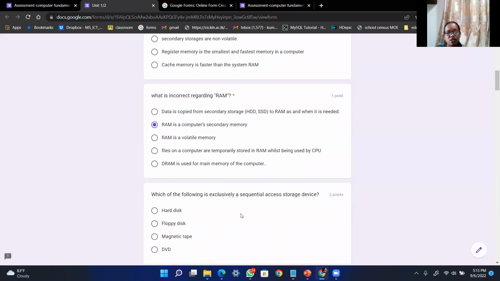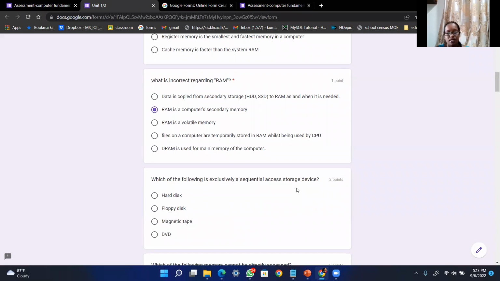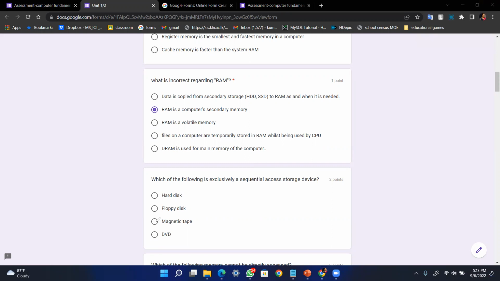Which of the following is exclusively a sequential access storage device? Sequential access means the data is accessed according to an order. That means it starts from the first cell onwards and goes on. Hard disk, floppy disk, magnetic tape, and DVD. What is the well-known sequential accessing device here? That is magnetic tape. Yes, magnetic tape.